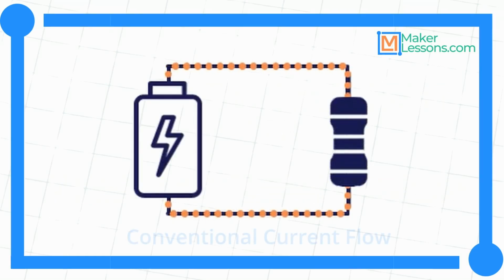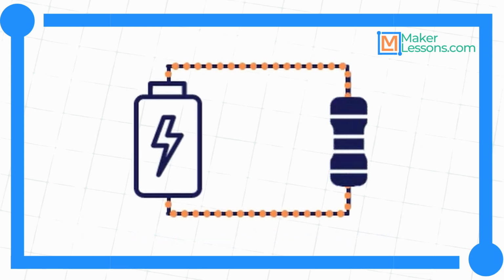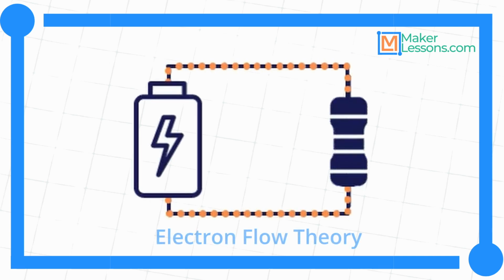Conventional current flow is one of the most often used. It states that electrons flow from positive to negative. In this demonstration, we can see the current moving from the positive terminal of the battery through the load to the negative terminal of the battery. Alternatively, electron flow is simply the opposite of conventional current flow. Current flows from the negative side of the battery through the load to the positive side, rather than vice versa. In this demonstration, we can see the current moving from the negative terminal of the battery through the load to the positive terminal of the battery.